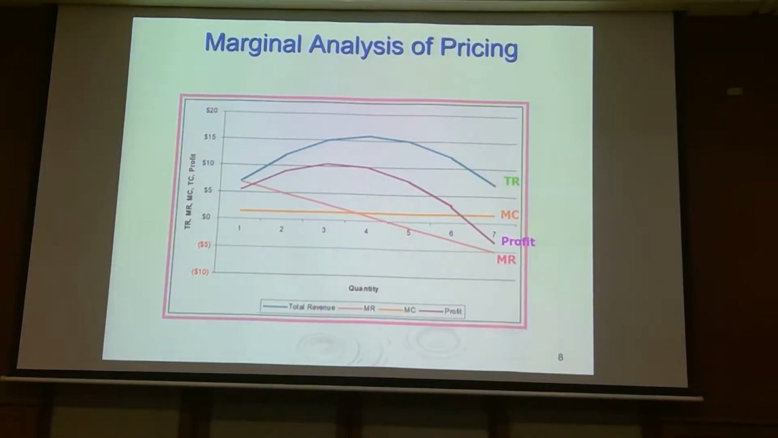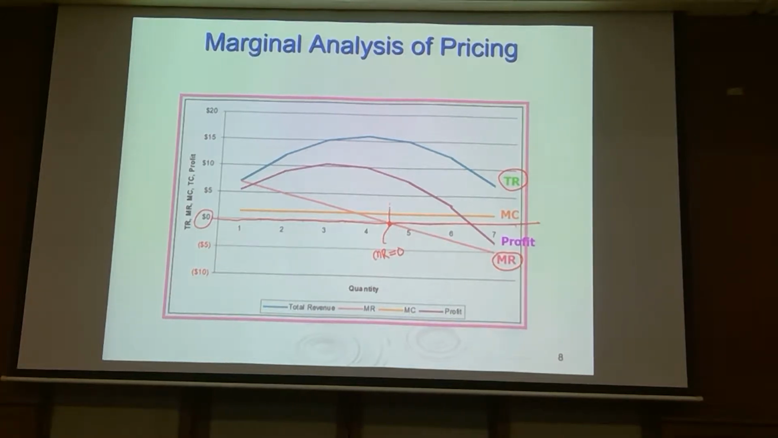So here we have the graph based on the information on the previous page. We use the information from the previous table to plot this graph. Let's see the relationship between marginal revenue and total revenue first. Here we have the zero line. Around this quantity, the horizontal axis being the quantity axis, marginal revenue is equal to zero.